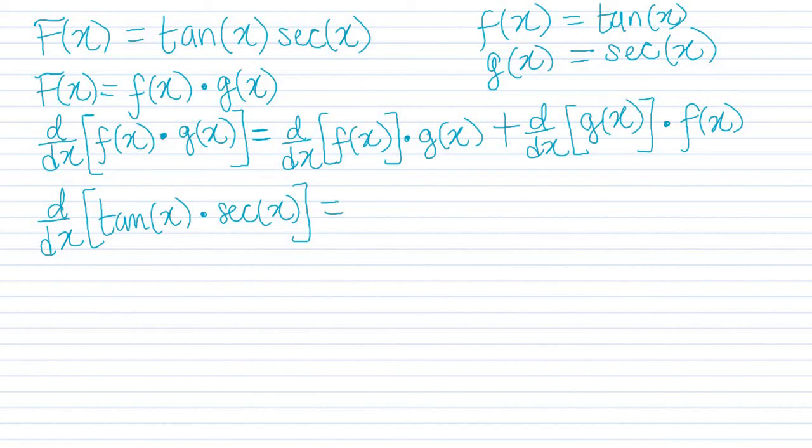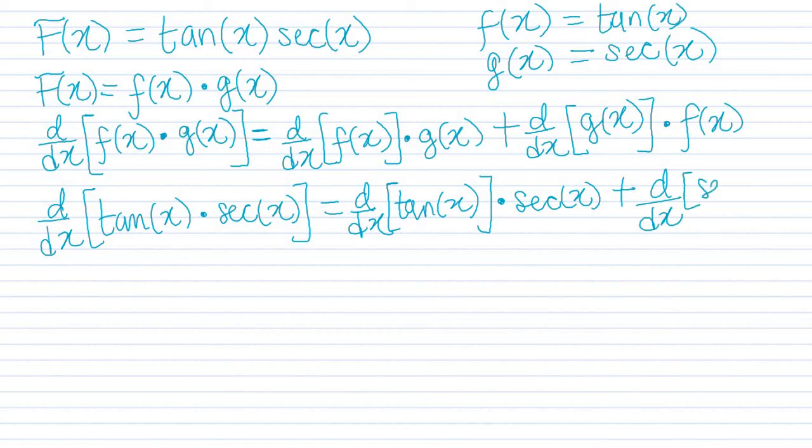Right, so the derivative of f of x here, we know f of x to be tan x. So the derivative of tan x multiplied by the second subfunction secant x, plus the derivative of the second subfunction, which in this case is secant x. So the derivative of secant x multiplied by the first subfunction, which is tan x. Right? When you have all of this information, next thing you do is, what is the derivative of tan x?